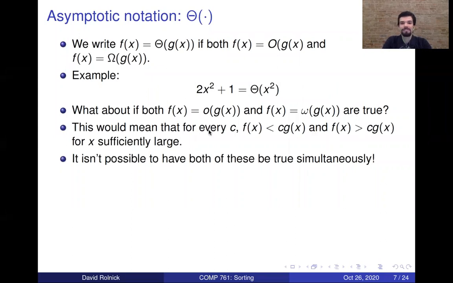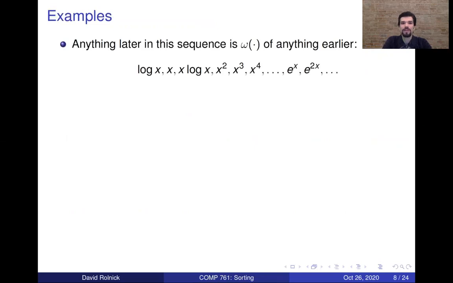Okay. Some examples. This is a sequence where anything later in the sequence is asymptotically bigger than anything earlier. So like x to the fourth is asymptotically bigger than x to the third, x squared, x log x, log x.